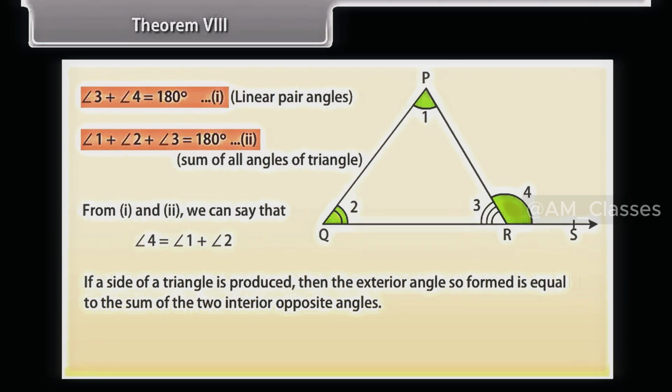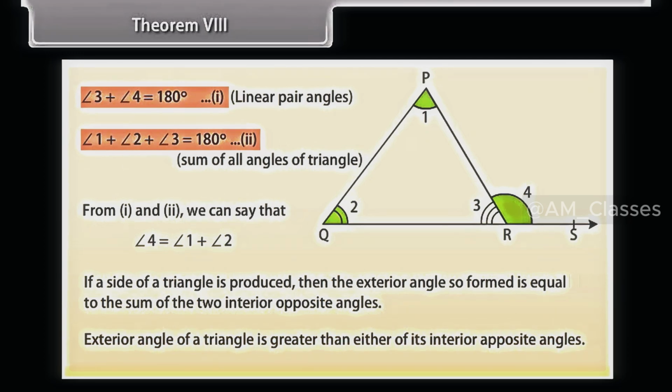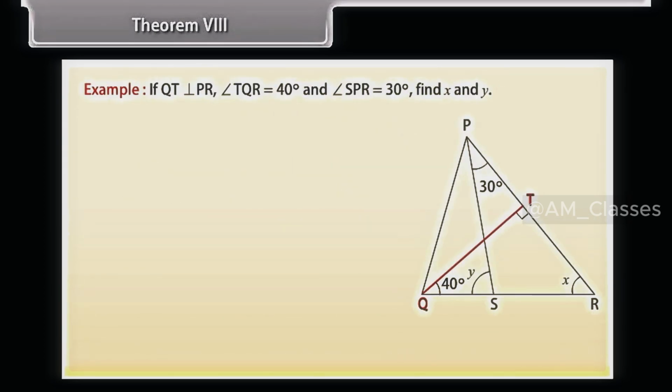It is obvious from this theorem that an exterior angle of a triangle is greater than either of its interior opposite angles. Now let us solve some examples based on this theorem. If QT is perpendicular to PR, angle TQR is equal to 40 degrees and angle SPR is equal to 30 degrees. Find X and Y.